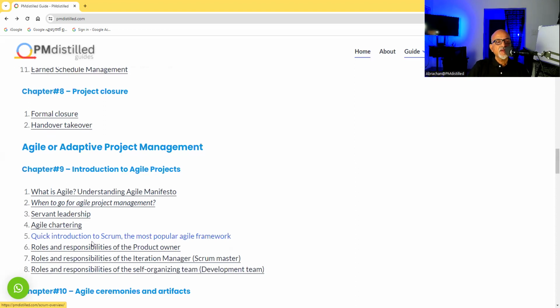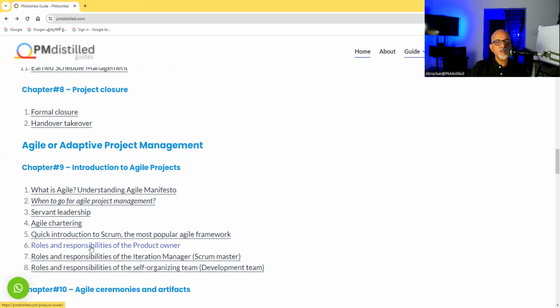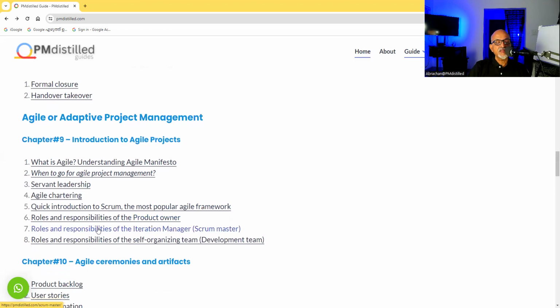Then we discuss the roles and responsibilities of the product owner, the iteration manager or the scrum master, and the roles and responsibilities of the self-organizing team. So in Scrum, we call it the development team.